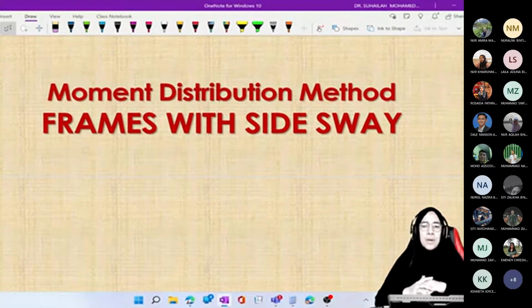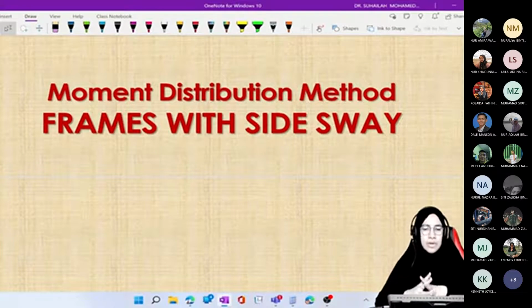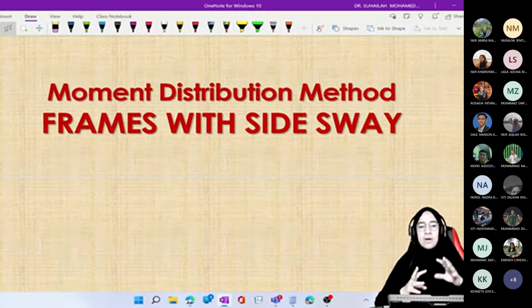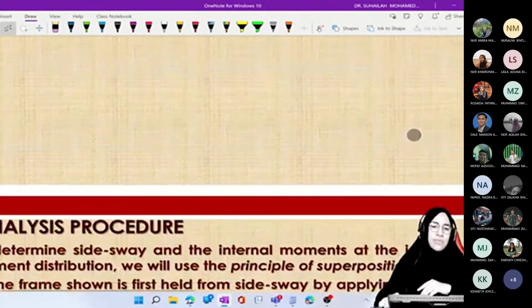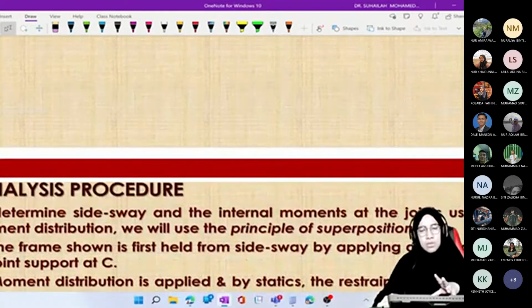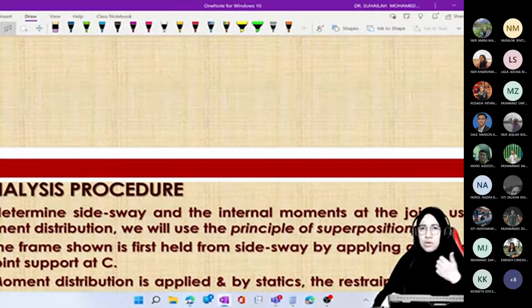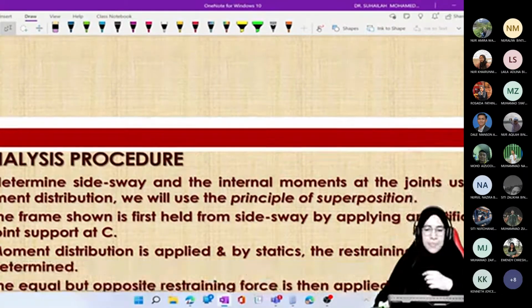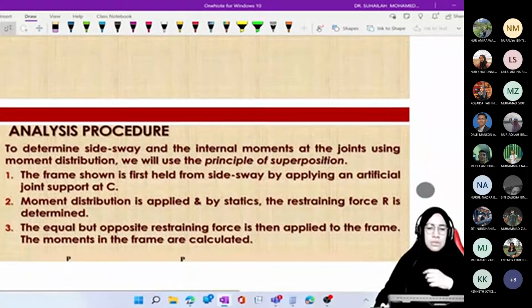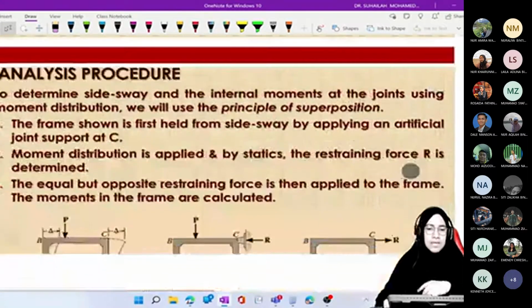Okay, so we move to frame with sidesway. Please focus on this because summative 1.3 will be given covering frame with sidesway, where we have to include external loading. To calculate FEM, we have to include external loading and we also have to include delta, which comes from the sidesway condition of the frame.